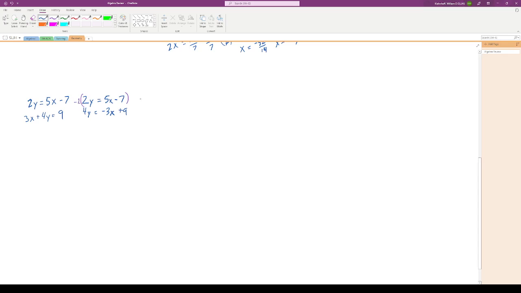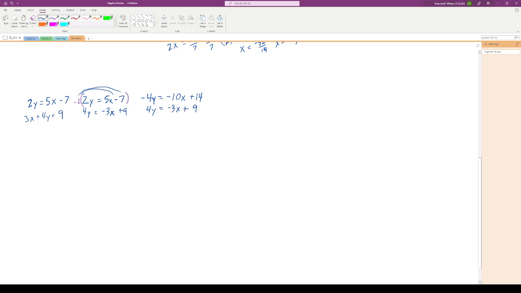Rewriting it, that would give me negative 4y equals negative 10x plus 14. So I'm just distributing this negative 2 to everything in the equation. I'm not changing the equation, I'm just scaling it up. It's still the same equation. But now this negative 4y and this other equation's positive 4y are equal and opposite.